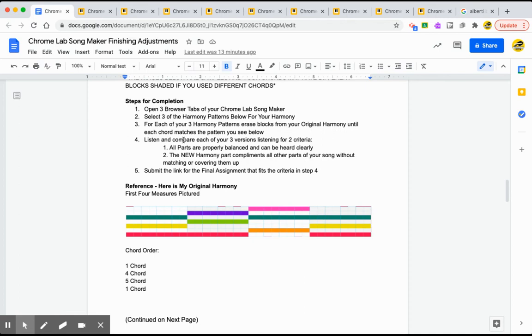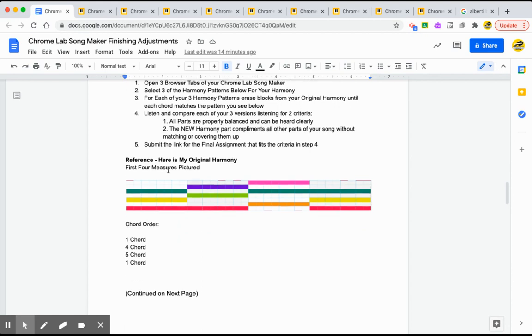And then listen to and compare each of your 3 versions, listening for these 2 criteria. All parts are properly balanced and can be heard clearly, and the new harmony part complements all the parts of our song without covering up or matching any of them. Now, you're going to then submit the one that you like the best in here. Of course, I'll talk to you about the last one here before submitting, but you're going to submit that as the final assignment link.